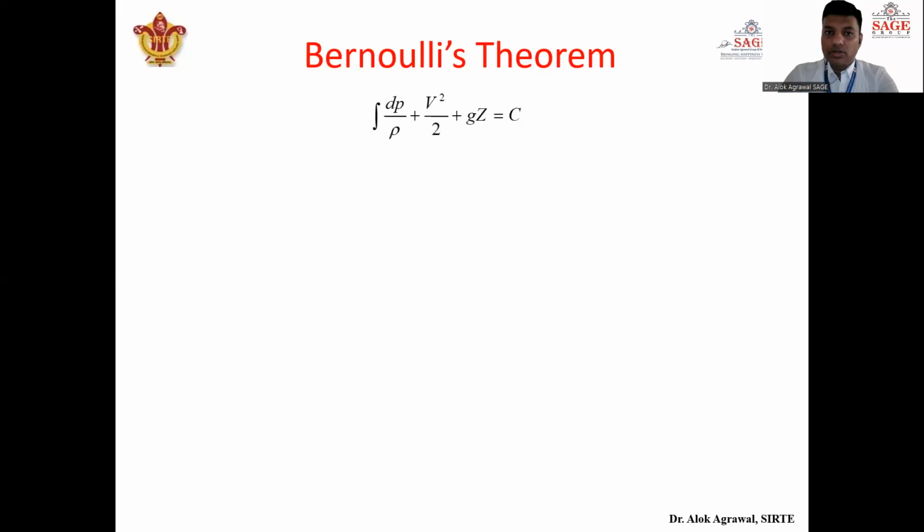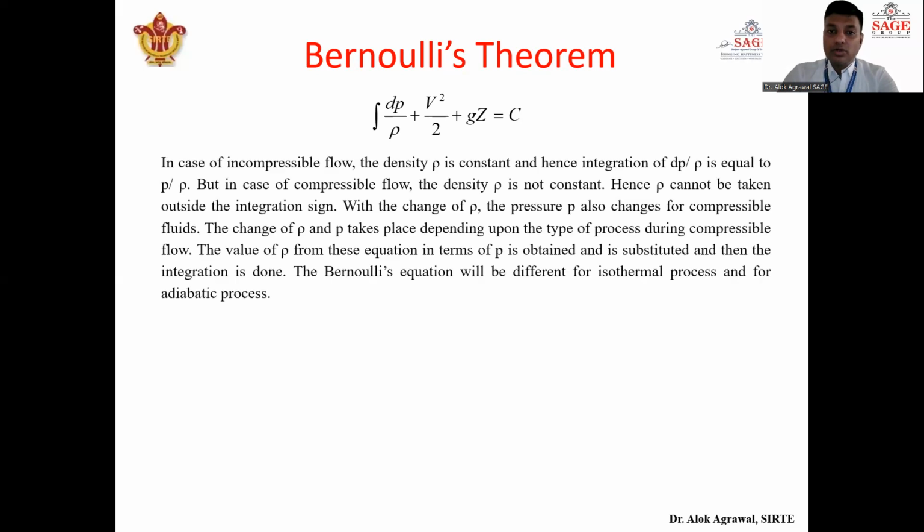Next one is Bernoulli's theorem. See, from Euler's equation in unit 3, we have derived this formula. And after this, we deduced that equation to Bernoulli's theorem by taking this 1 by rho as a constant outside the integration sign. But here, for compressible flow, this 1 by rho is not a constant quantity. So we have to keep this inside the integration only, and we have to differentiate it with this. So after integrating, we will get Bernoulli's theorem for compressible flow.